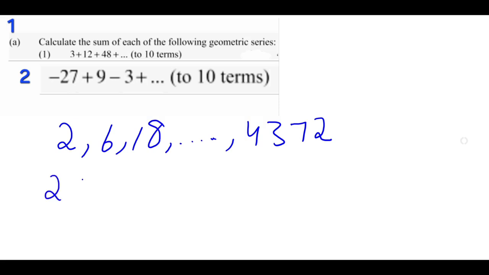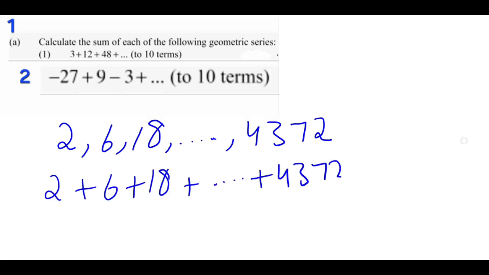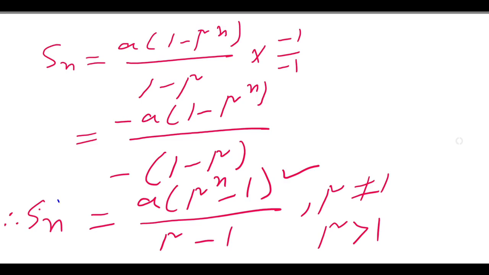Adding the terms of a geometric sequence then becomes a geometric series. So if I say 2 plus 6 plus 18 plus so on plus 4372, this is a series. Sn is the sum of the first n terms, n is the number of terms, A is the first term, R is the constant ratio, or you can say common ratio.